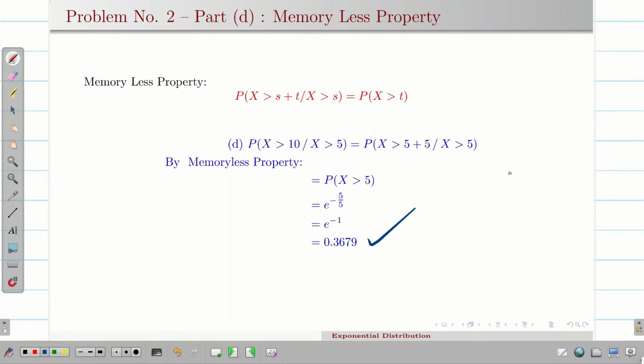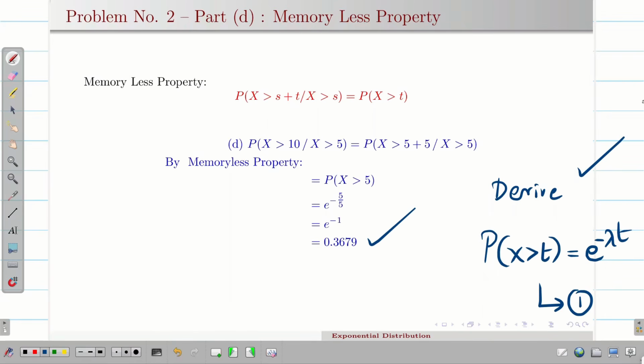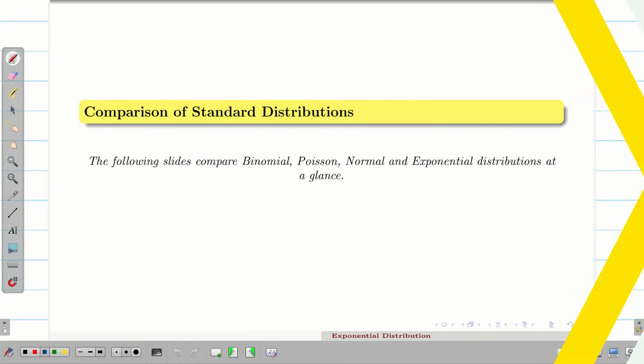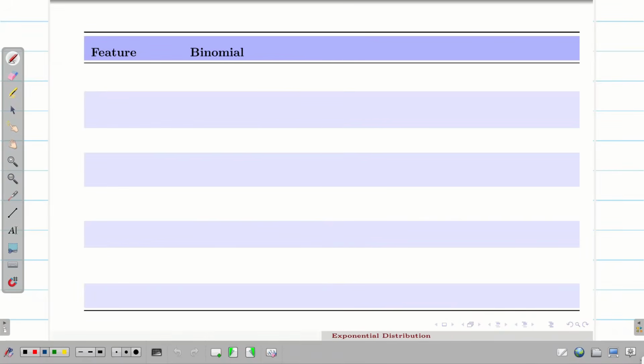So now, what is the important point we see in this problem? Whenever we solve problem for exponential distribution, it is very important we have to derive probability of x greater than t is e power minus lambda t and take this as equation 1, and then we can easily answer the questions given in the problem. Now let us see the comparison between the 4 distribution which we studied in this unit. First take binomial, Poisson, normal and finally exponential distribution.